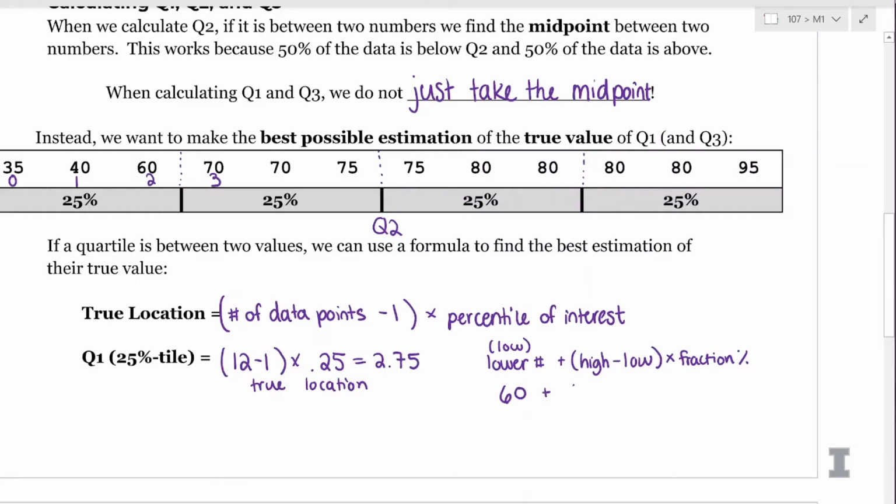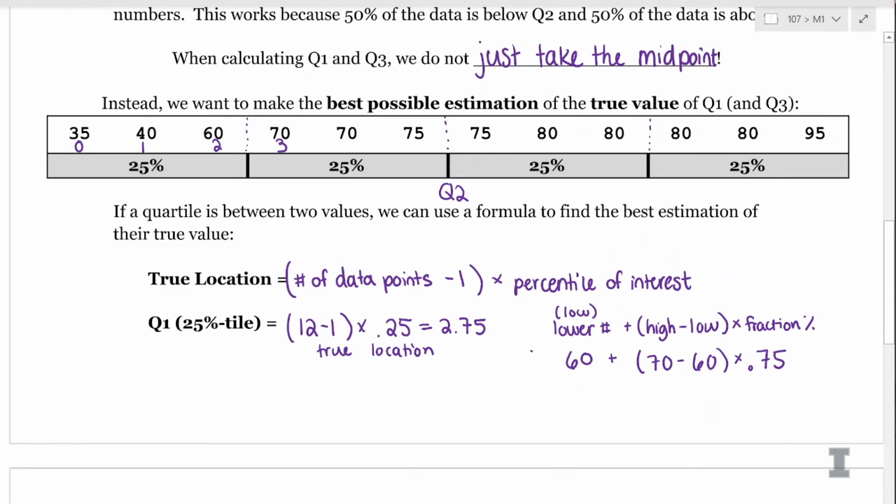And so when I say high and low, just to be clear, I know that Q1 is in between 60 and 70. So that's the numbers indexed at 2 and 3. So I'm going to call 60 the low, and I'm going to call 70 the high. So if I plug those numbers into this formula, I get 60 plus 70 minus 60, or 10, times 0.75. And if we multiply this all out, 60 plus 7.5 is 67.5. And that actually gives us the true value of the 25th percentile, or of Q1.